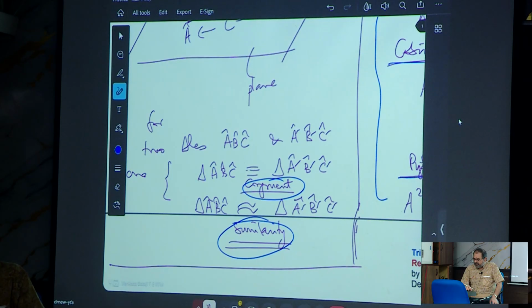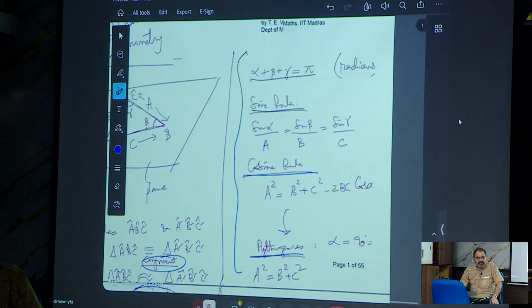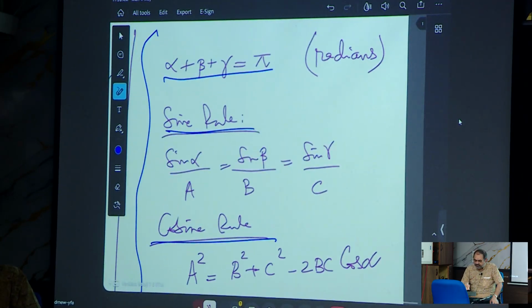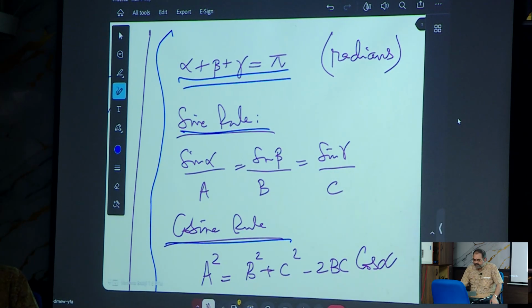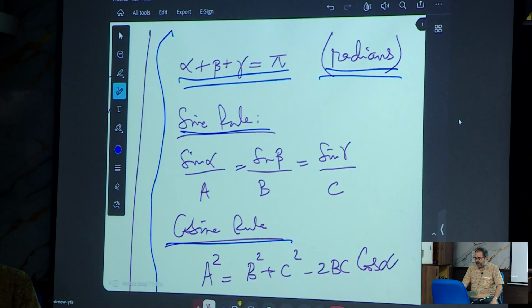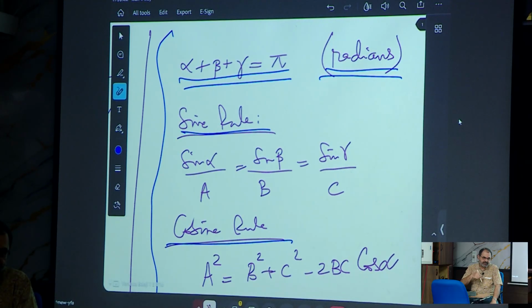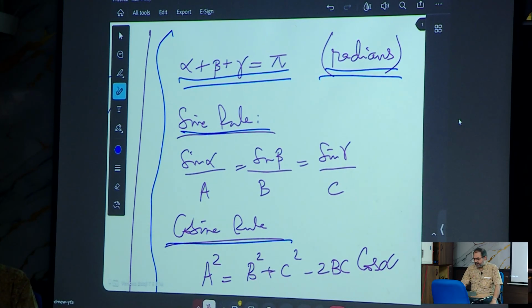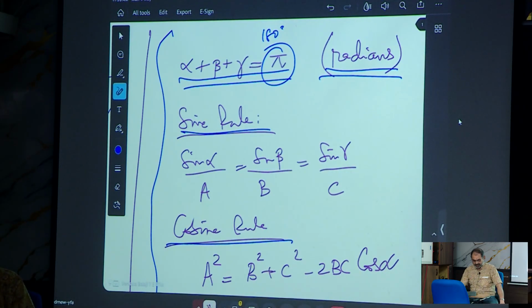Then the standard trigonometry you learn is that the sum of the three angles of a triangle is 180 degrees. I'm going to use radian measure so that I can relate the arc length to the angle that the arc subtends at the center of a circle. So pi radians is the same as 180 degrees. The sum of the three internal angles of a triangle is 180 degrees. That's something that you know.